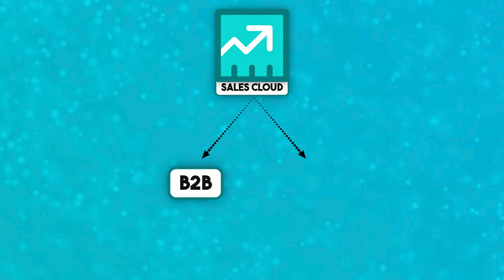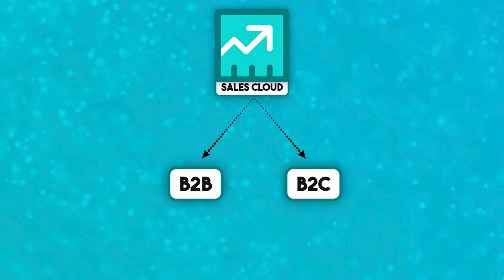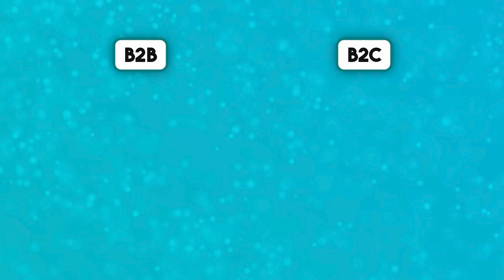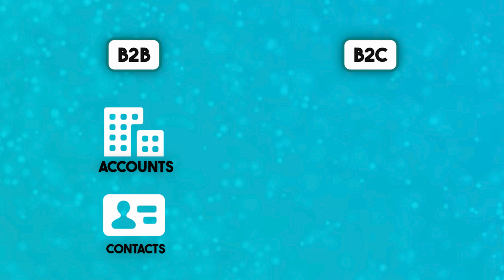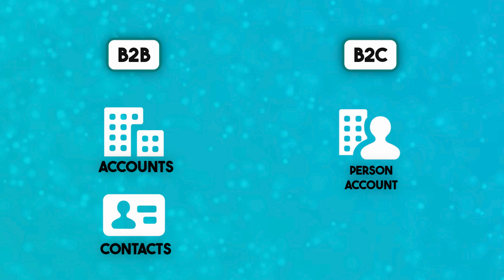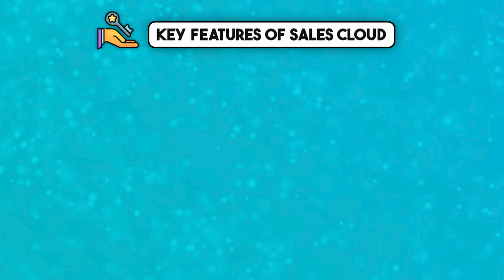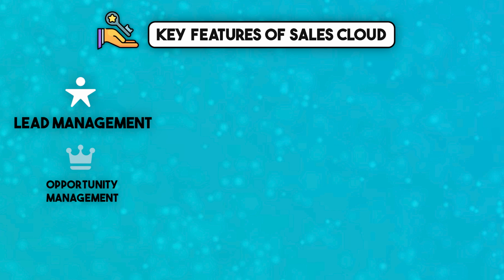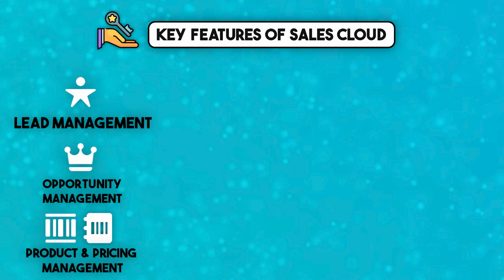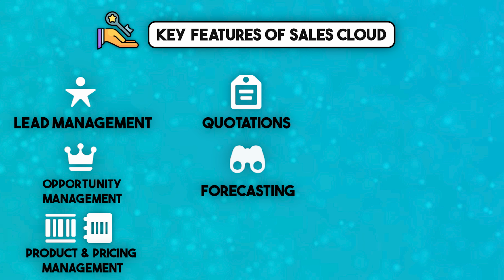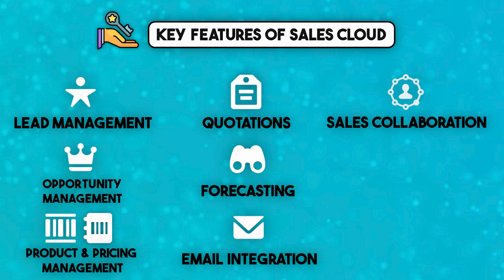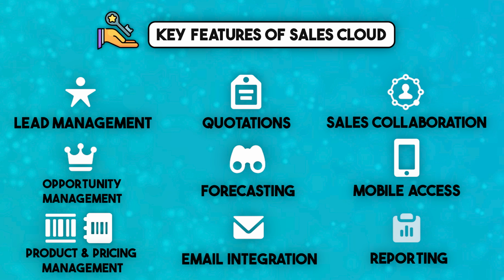account or customer. Sales Cloud can operate in both B2B and B2C environments using a combination of data models. For B2B, this data model is built around accounts and contacts, and for B2C, it is built around the person account setup. Key features of Sales Cloud include lead management, opportunity management, product and pricing management, quotations, forecasting, email integration, sales collaboration, mobile access, reporting, and much more.